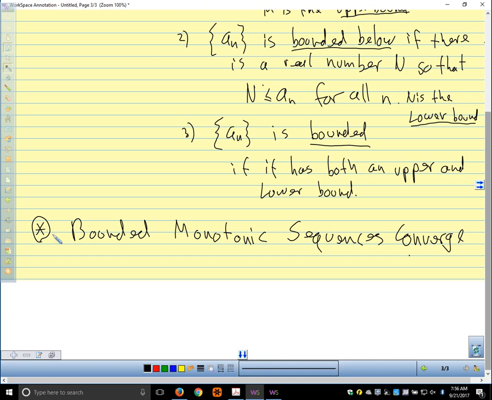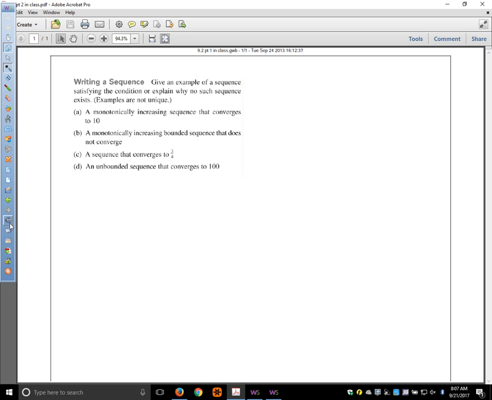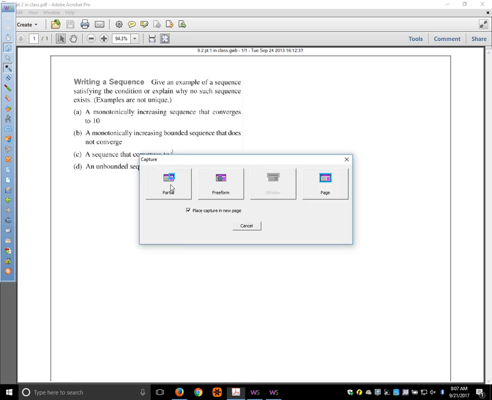So what I want to do next is come up with some examples of specific bounded monotonic sequences with specific requirements. So let's look at that. So let me grab this. It's going to go on a new page.